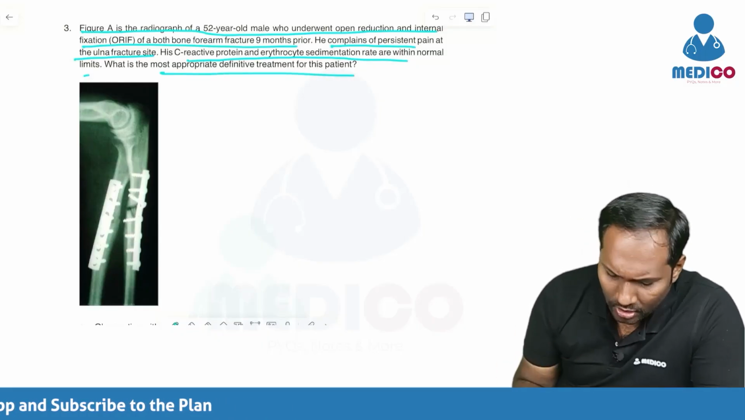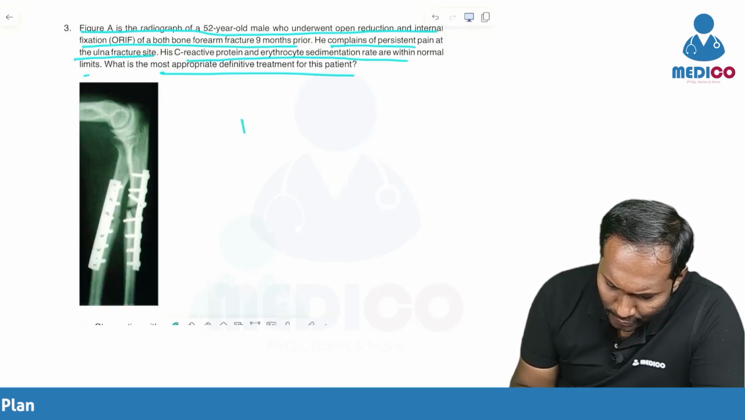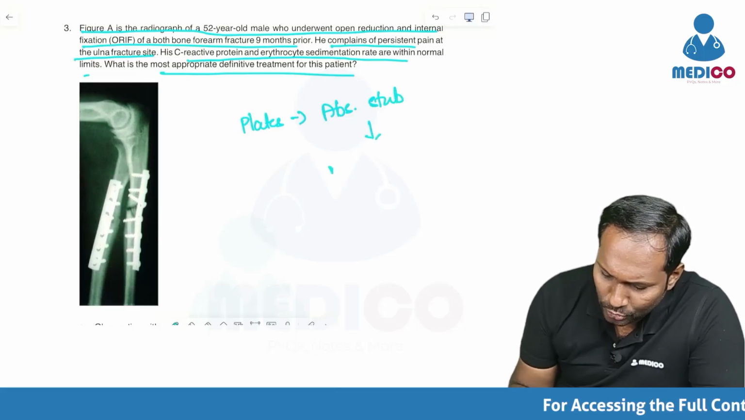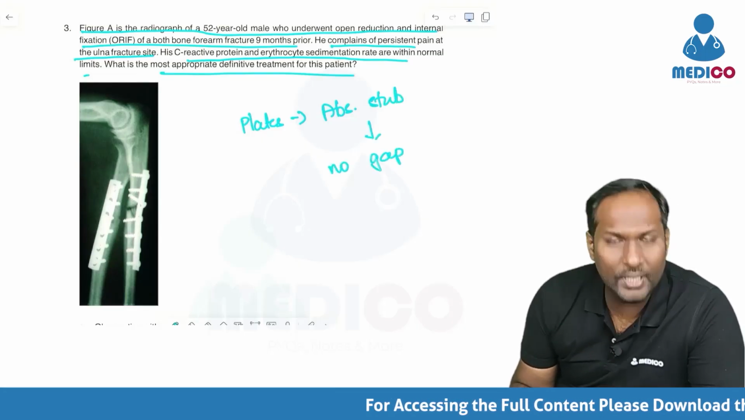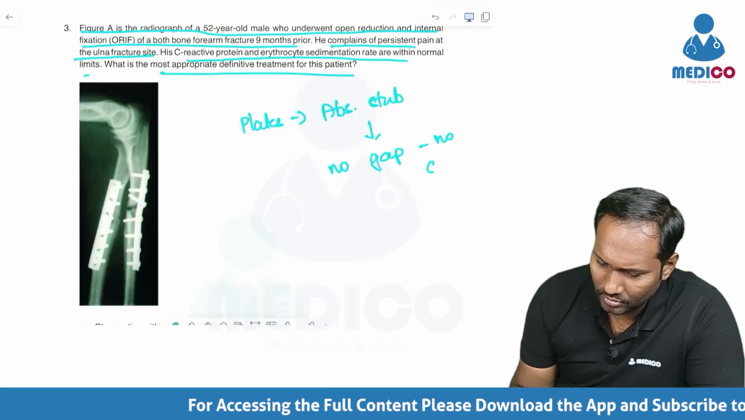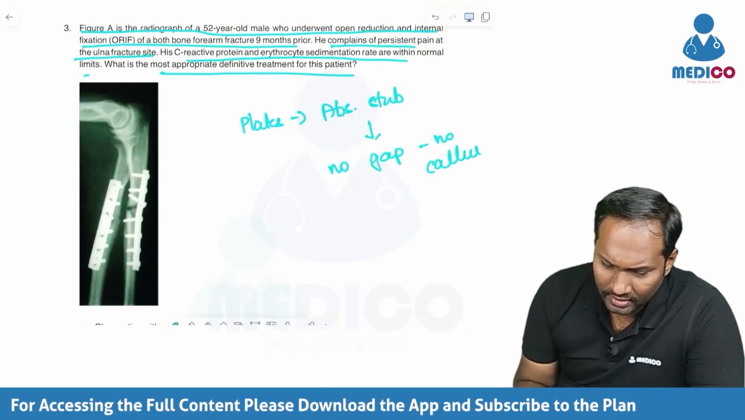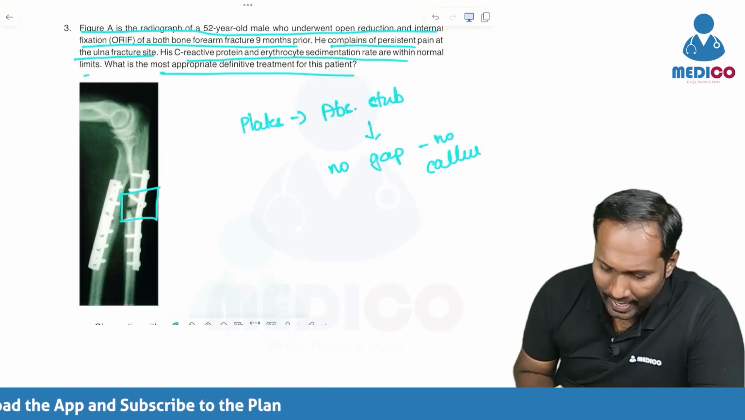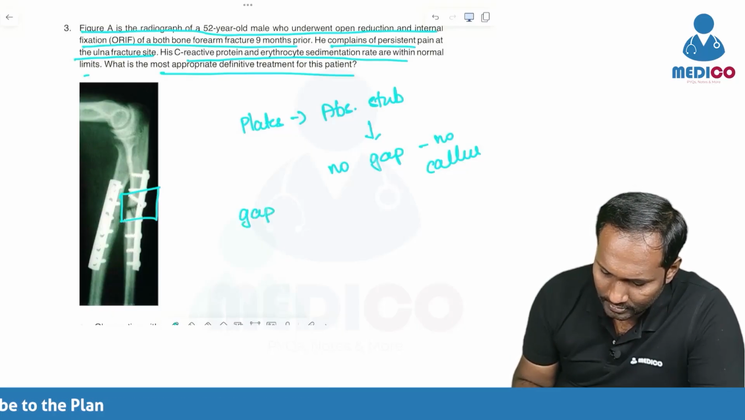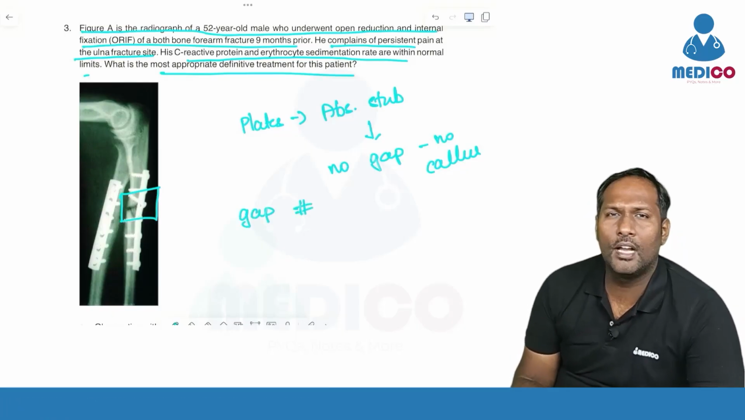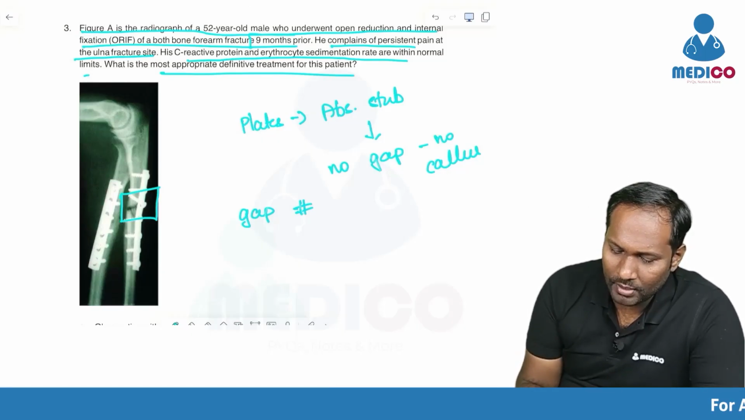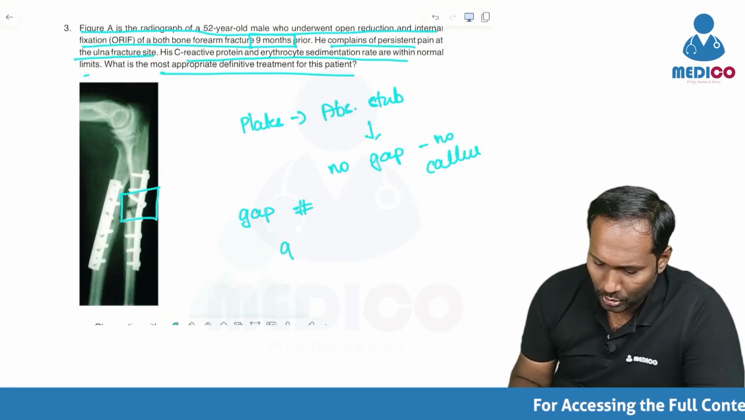Now look here, based on the knowledge, let's say they have tried to use plates. That means they have tried to achieve absolute stability. In that case, there should not be any gap between the fracture and no callus. Okay, this is what we know. But here, even after 9 months, there is a gap at the fracture site. That means there is some problem regarding bone union. For this, 9 months is a very important terminology.